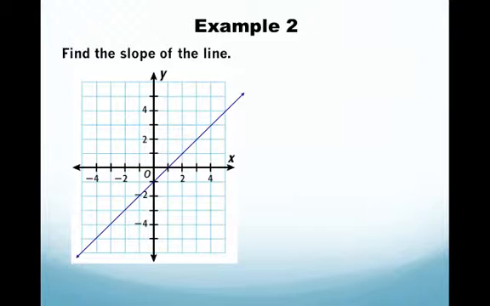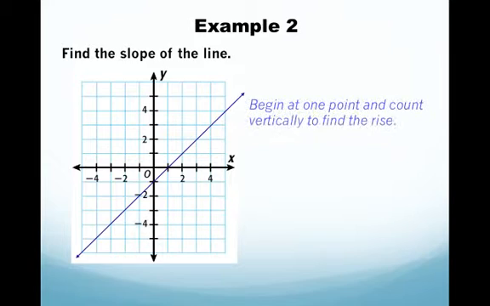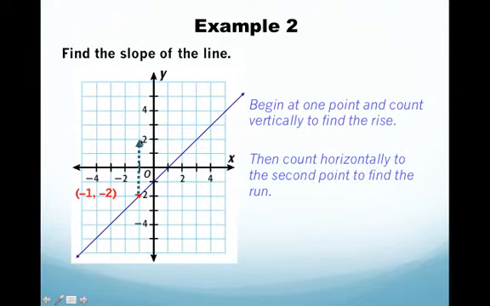Example 2. Find the slope of the line. Again, we begin at 1 point and then count vertically, which is up or down, and then that will find the rise. So if we start at this point, -1, -2, which is -1, down 2, -2, and we go up 1, 2, 3, 4, our rise is 4. And then we count how much we have to go horizontally, that's the run.